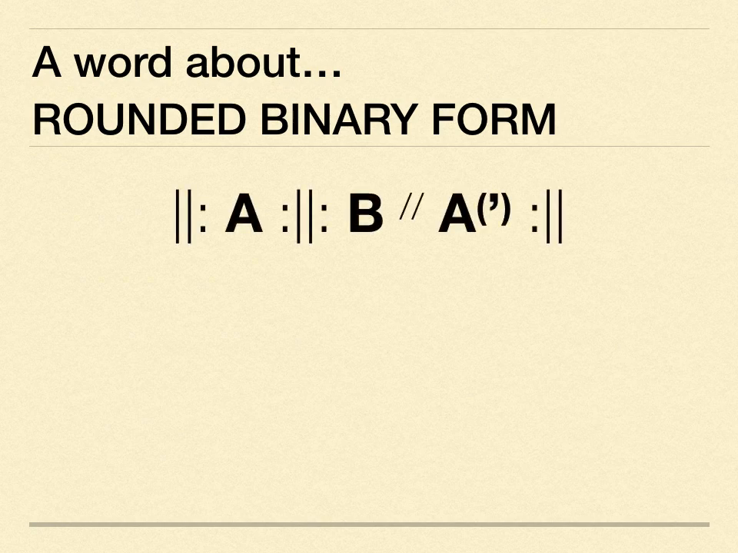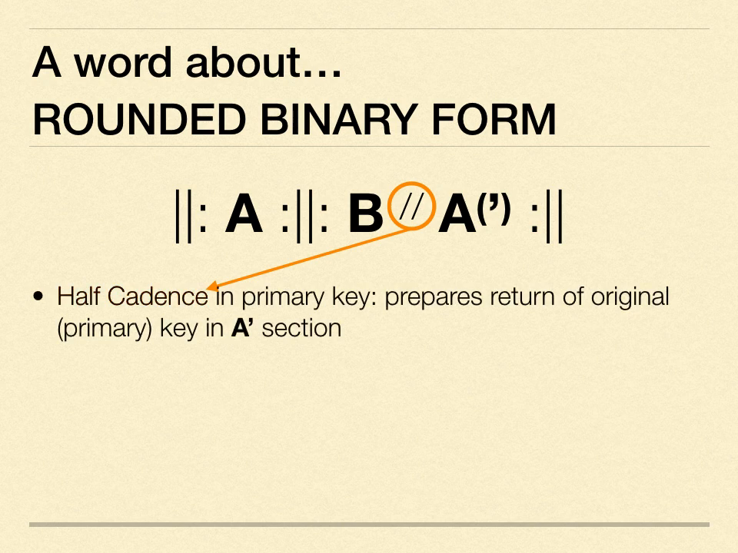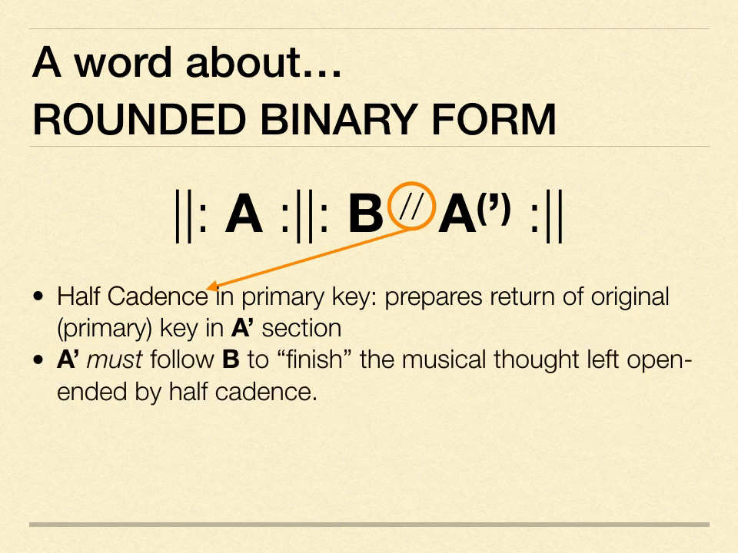I'd like to elaborate a little bit on rounded binary form for just a moment, especially the end of the B section. Remember that this is a half cadence in the original key, which means it's preparing for the return of the original tonality. So how is that original tonality reintroduced? Well, with the original thematic material from the very beginning. The return of A, or A', is necessary in order to relieve the tension created by the half cadence at the end of the B section.